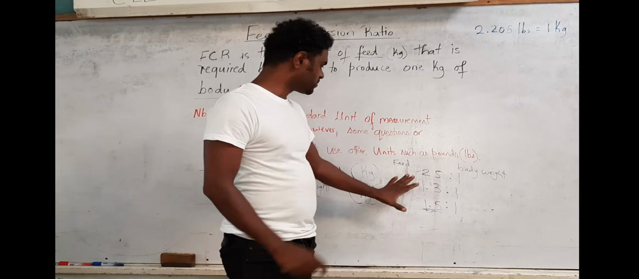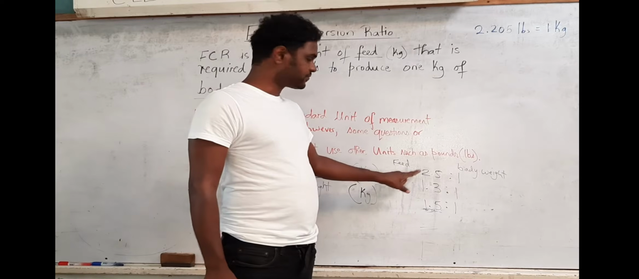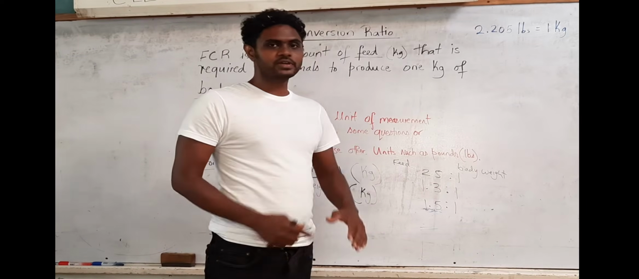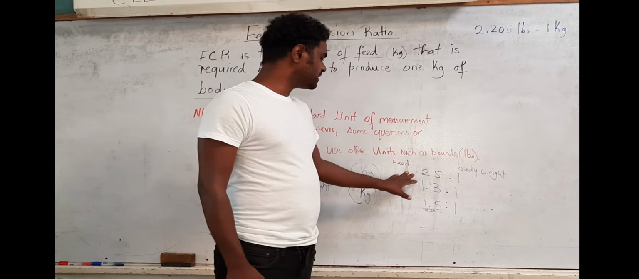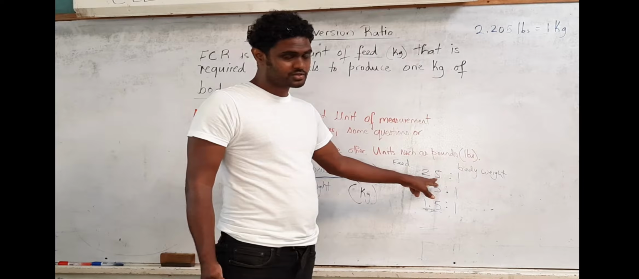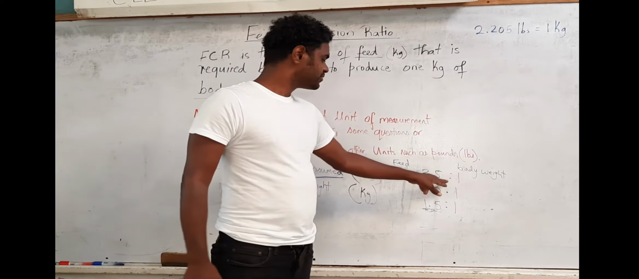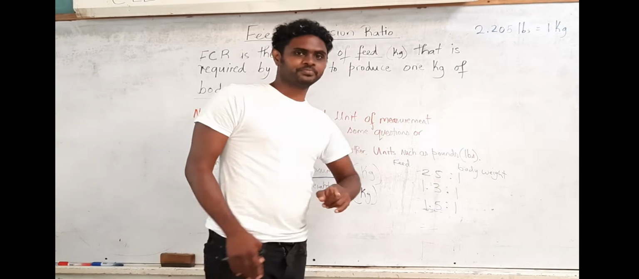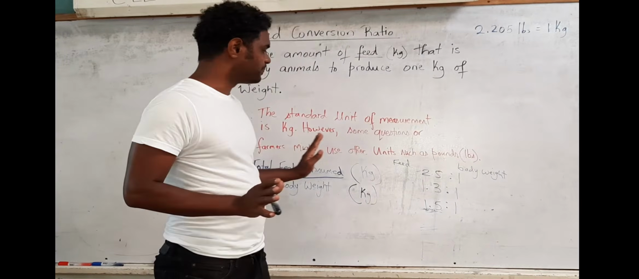Alright? What this ratio is saying, let's look at the first one. It says 2.5 to 1. So what it means, let me read it for you. It says the animal eats 2.5 kilogram of feed, so now we're reading it in kilogram, to produce 1 kilogram of body weight. And that is how you read all of them.